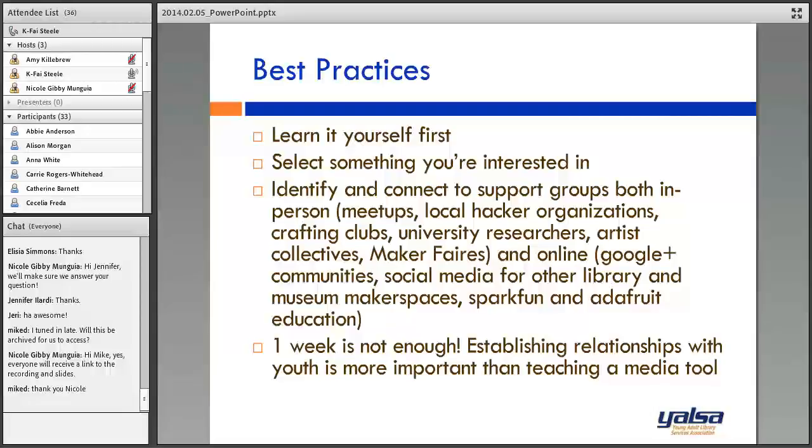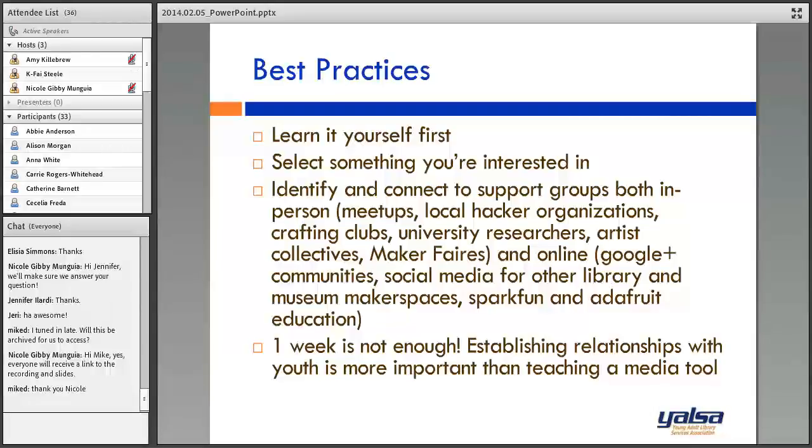We found a ton of Google Plus communities devoted to this. I follow one called Making Learning Connected, and there's another one for Python and Arduino. It's anywhere from knitting, and it's a fantastic resource, as well as social media for other library, museum, maker spaces. I follow Fab Lab DC. The Library's Incubator Project has some great stuff. Obviously, Make It at Your Library. And SparkFun and Adafruit Education both have really fantastic websites that we've taken a lot of lessons from.